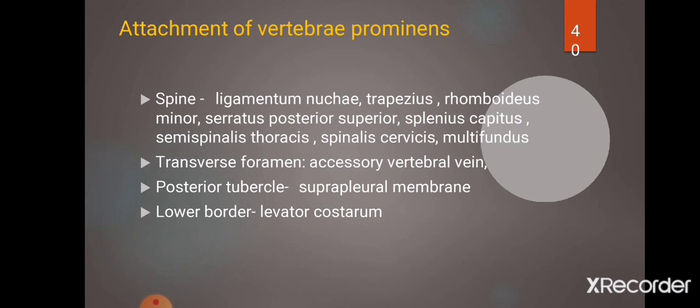Then the attachments: on the spinous process we have the attachment of ligamentum nuchae, trapezius muscle, rhomboideus minor muscle, serratus posterior superior, splenius capitis, semispinalis thoracis, spinalis cervicis and multifidus, all these are muscles. Then on the transverse process, the transverse foramina provide passage for only the accessory vertebral vein. There is no passage for the vertebral artery, remember. The posterior tubercle gives attachment to the suprapleural membrane, and the lower border gives attachment to the levator costarum.